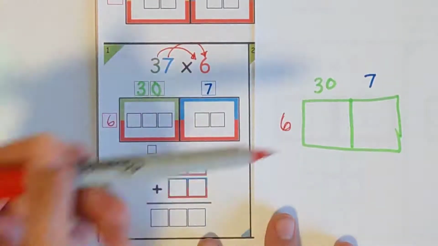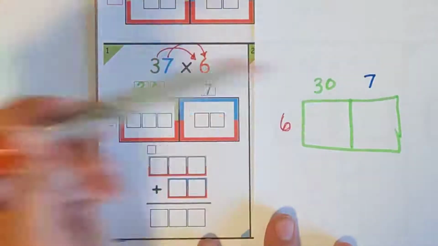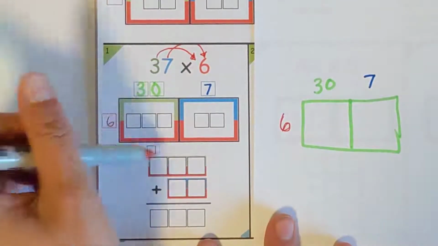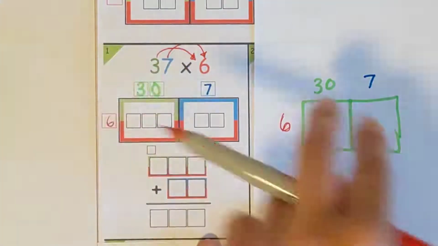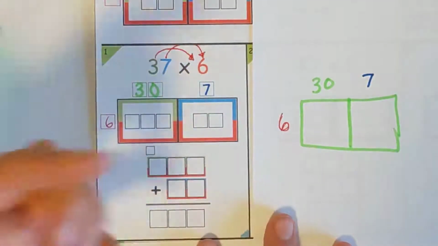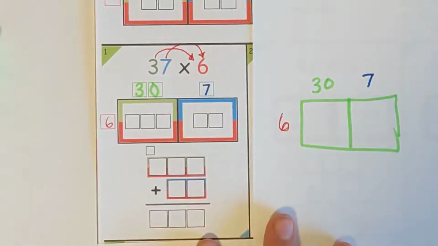The area model is really spatial. We're just drawing boxes and filling them in. So in this first box, you're going to do 6 times 30. And in the second box, you're going to do 6 times 7. And then you're just going to add them all together. So you can go ahead and pause the video and give that a try if you'd like to, and then unpause and check your work with me, or you can do it with me right now.